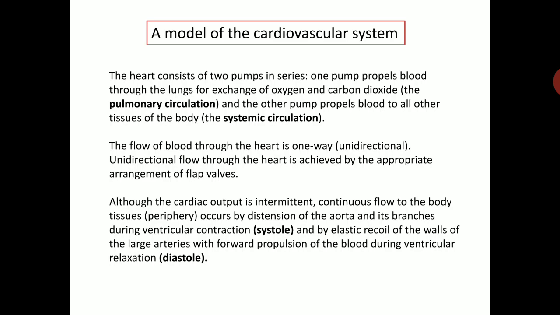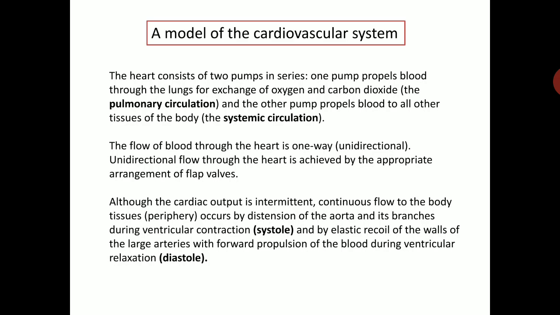One pump propels blood through the lungs for exchange of oxygen and carbon dioxide, which is called pulmonary circulation, and the other pump propels blood to all other tissues of the body, which is called systemic circulation. Flow of blood through the heart is one way, unidirectional, and this is achieved by appropriate arrangement of the valves.